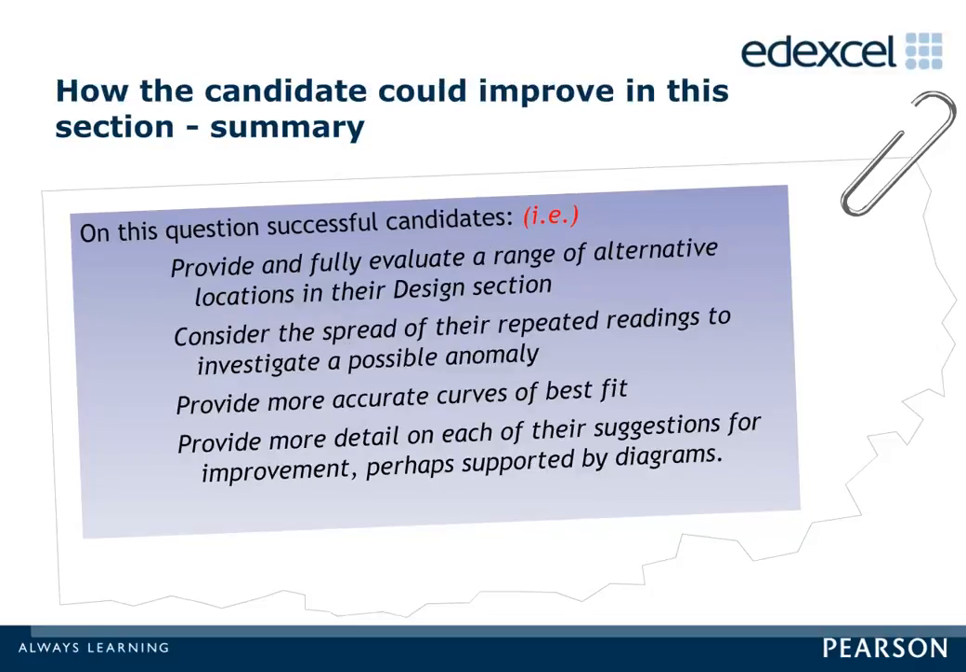The areas where this piece of work could be improved were: provide and fully evaluate a range of alternative locations in their design section, consider the spread of their repeated readings to investigate a possible anomaly, provide more accurate curves of best fit, and provide more detail on each of their suggestions for improvement, perhaps supported by diagrams.